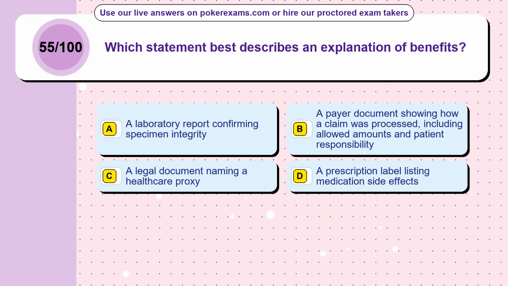Question 55. Which statement best describes an explanation of benefits? Option A. A laboratory report confirming specimen integrity. Option B. A payer document showing how a claim was processed, including allowed amounts and patient responsibility. Option C. A legal document naming a healthcare proxy. Option D. A prescription label listing medication side effects.